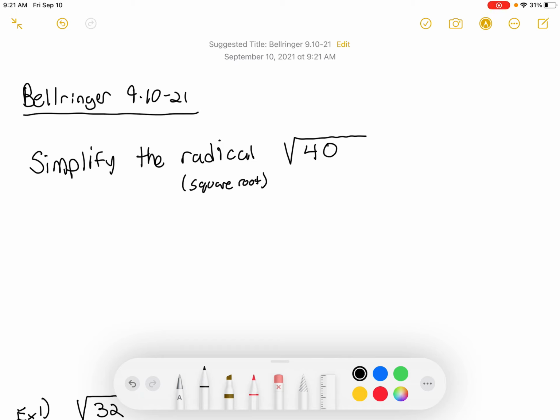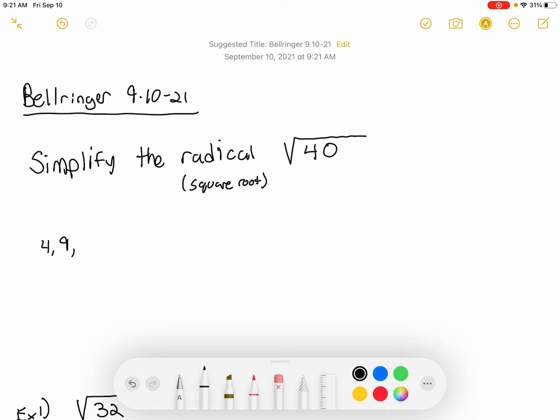Okay. So in order to simplify radicals, we need to be able to list our perfect squares. We'll just list them. You have 1, which is a perfect square because 1 times 1 is 1, but 1 goes into everything, so we won't list that one. The next one is 4, because 2 times 2 is 4. The next one is 9.